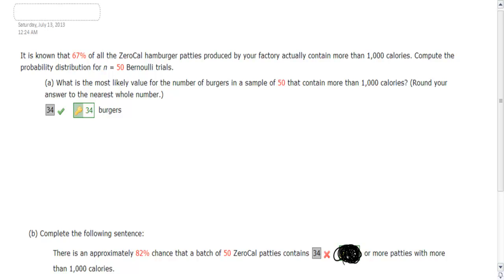Okay, so let's see if we can get on the same wavelength here. So for part A, what is the most likely value? Now you did it logically, perfect, love it.